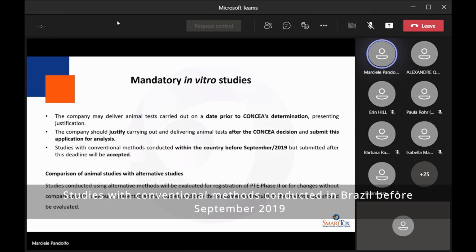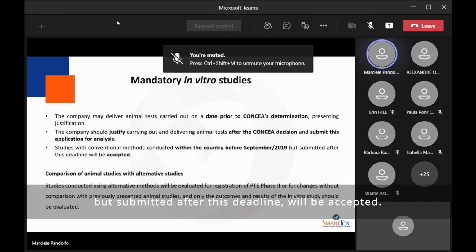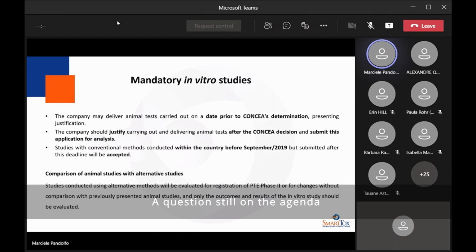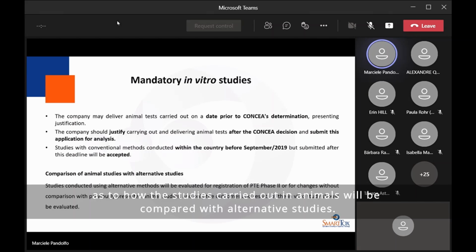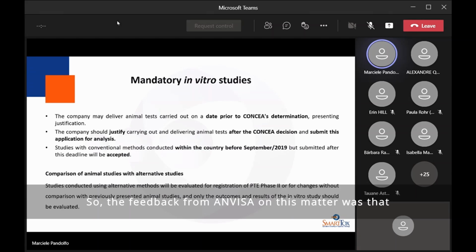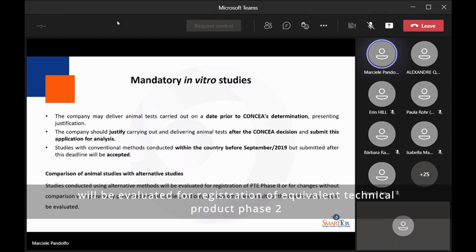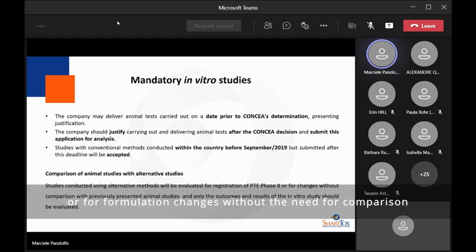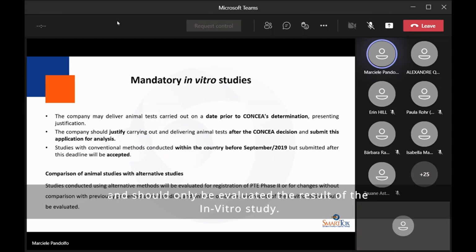Estudos com métodos convencionais conduzidos no Brasil antes de setembro de 2019, mas submetidos após esse prazo, serão aceitos. Uma dúvida ainda em pauta é de como será a comparação dos estudos realizados em animais com os estudos alternativos. Então, o retorno da Anvisa sobre esse assunto foi que os estudos realizados com a utilização dos métodos alternativos serão avaliados para registro de produto técnico equivalente fase 2 ou para alterações de formulação, sem a necessidade de comparação com os estudos em animais anteriormente apresentados, devendo apenas ser avaliado o resultado do estudo in vitro.